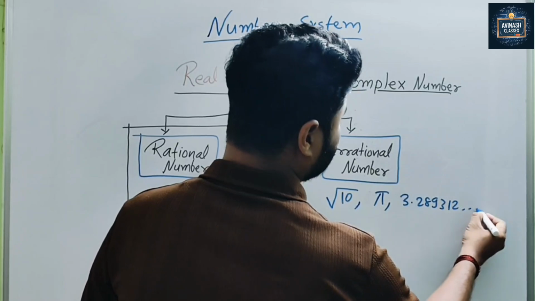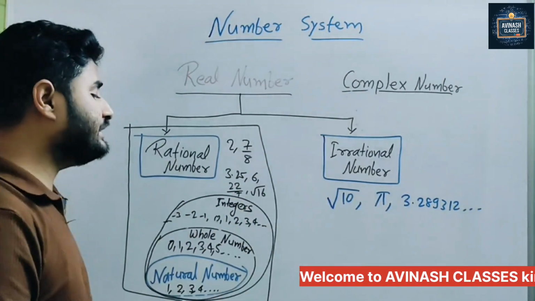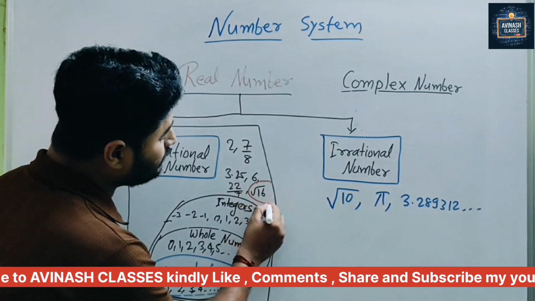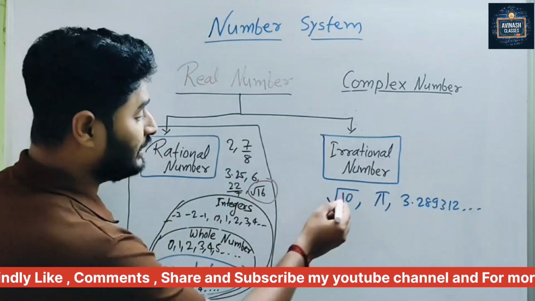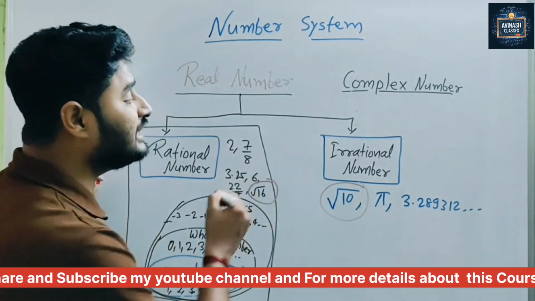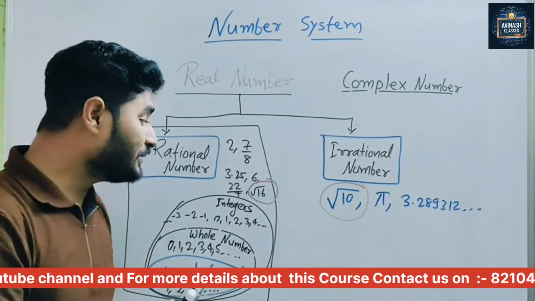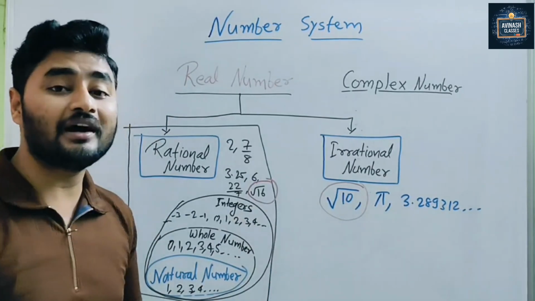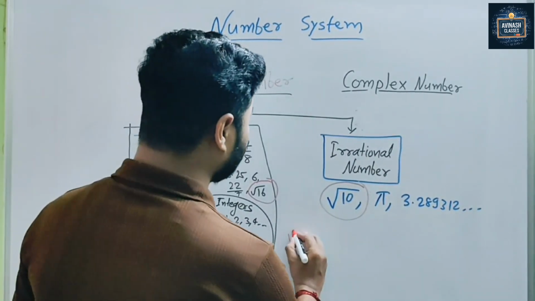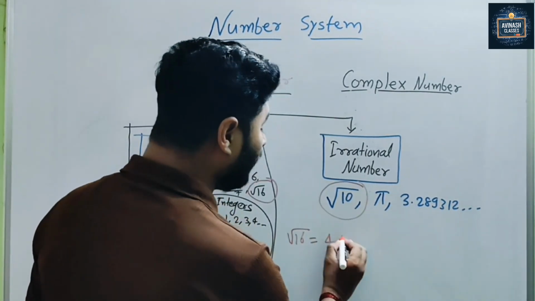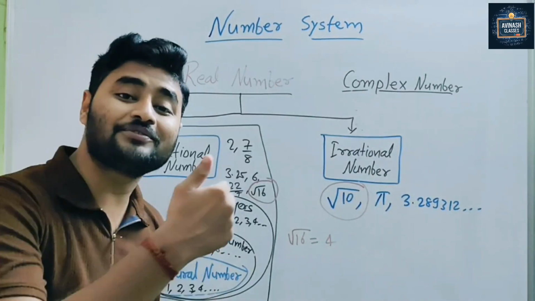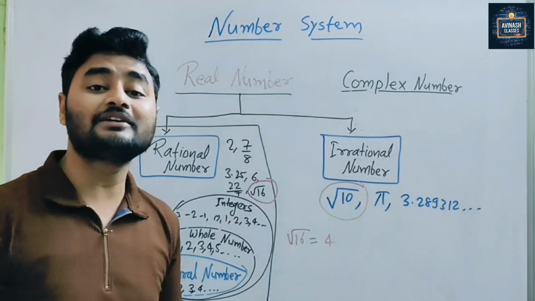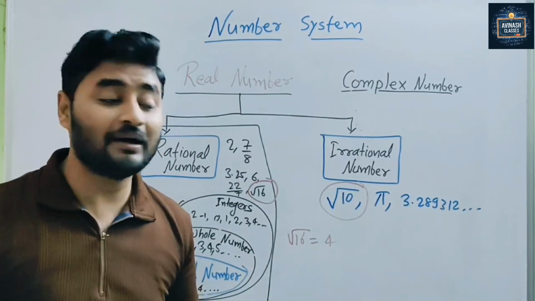3.289321, there is no pattern. So why like this, sir? Now concentrate here. √16 you considered as rational number. Now √10, why do you consider it irrational? Because, sir, when we find the square root of √16, we get a whole number, because 4 times 4 is 16. But when you find √10, it's not going to be a whole number, it comes in decimal.